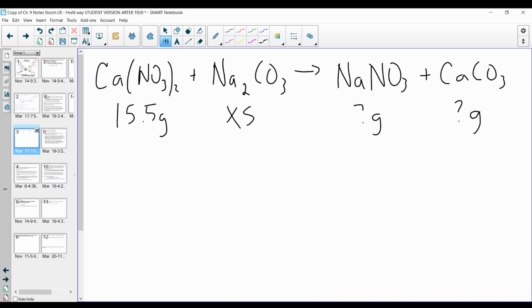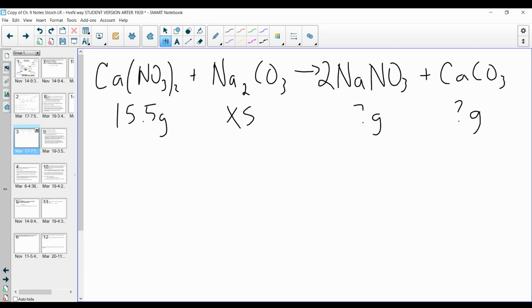But there's one Ca on the left, there's one Ca on the right, there's two NO3 groups on the left and only one NO3 group on the right. So I'm going to put my 2 in front of the NaNO3 on the product side. And then that would give me 2 sodiums, and I have 2 sodiums on the left.